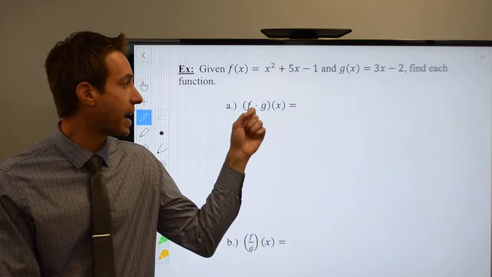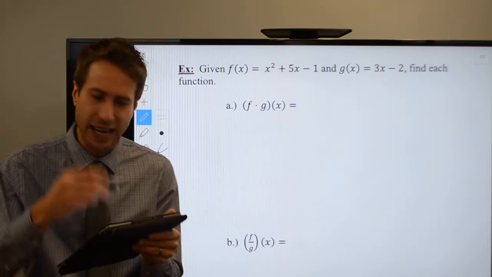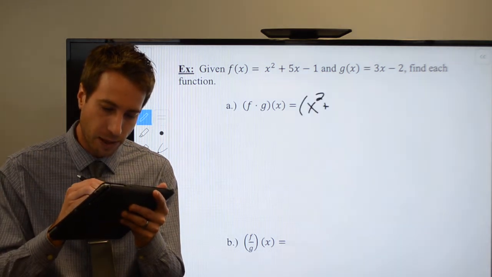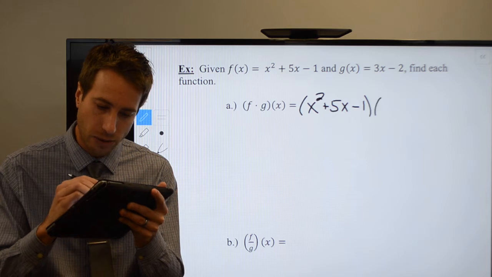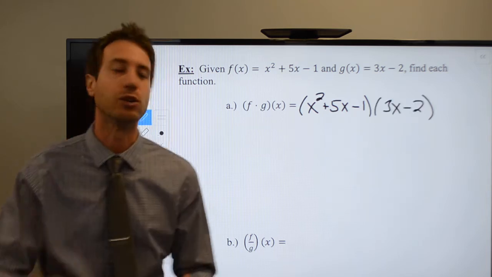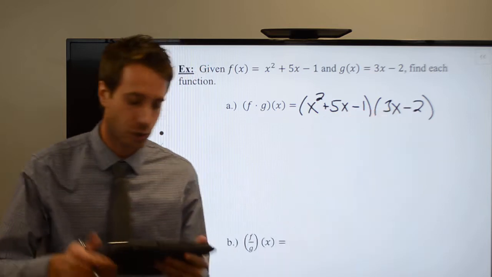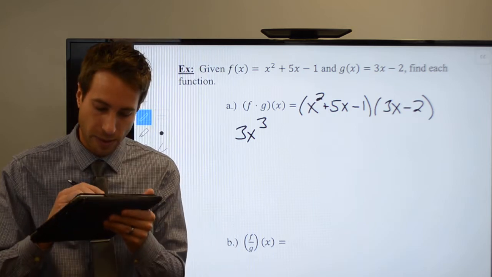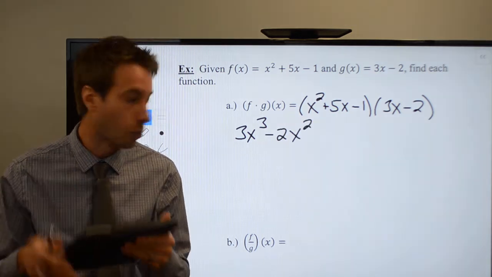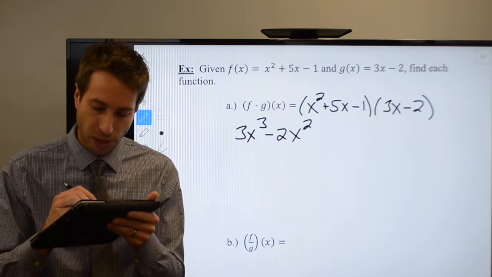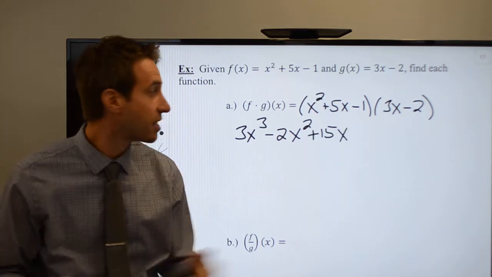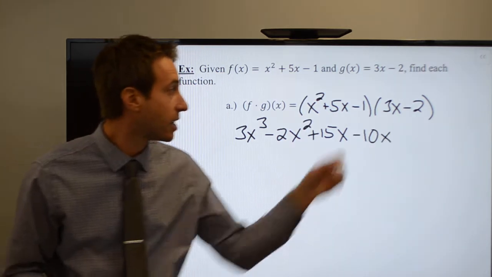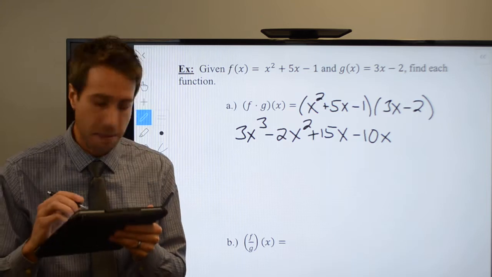So, here we go, f of x times g of x. No need to rewrite it. We know what it means. We've done it several times at this point. So you're going to do x squared plus 5x minus 1 multiplied by 3x minus 2. And we use the distributive property to do that. X squared times 3x is going to be 3x cubed. X squared times a negative 2 is going to be minus 2x squared. 5x times 3x is going to be plus 15x. 5x times a negative 2 is going to be a minus 10x.